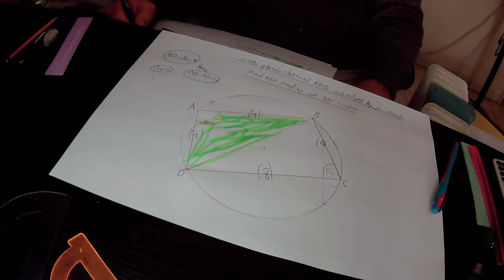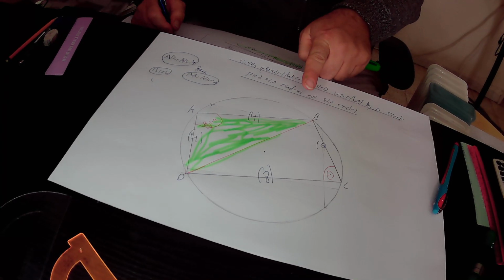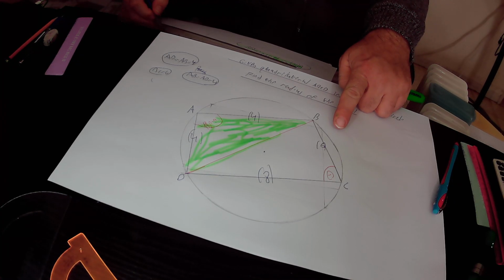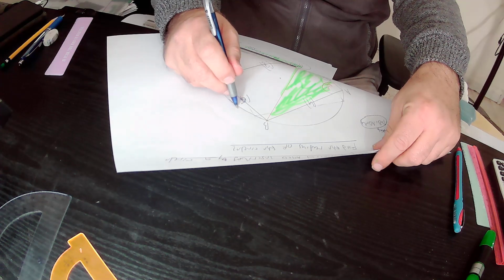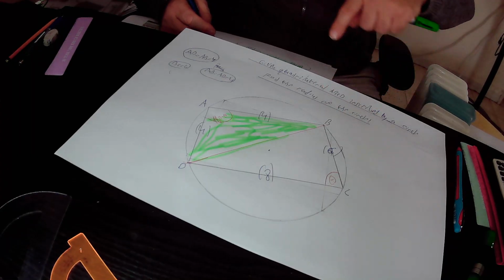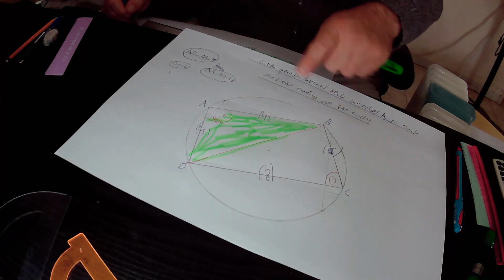So according to the law of cosines, in this lower triangle BDC, BD square equals BC square plus DC square minus 2 times BC times DC times cosine theta.